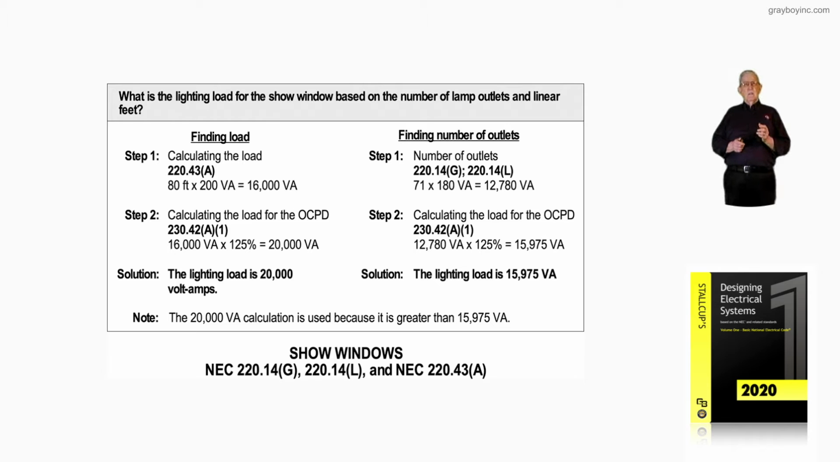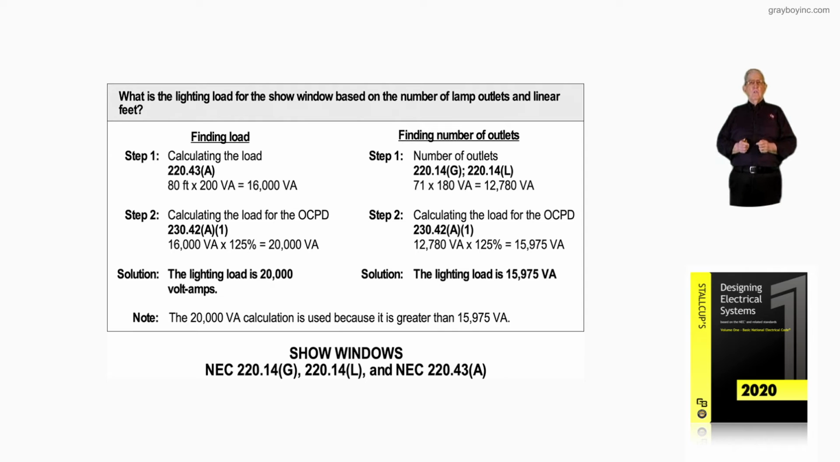So when we find the load in step one, we're applying 220.43(A) for the show window, and it's 200 VA times the 80 feet, we come up with 16,000 VA. We said it was continuous. In other words, it could burn for 3 hours or more without any kind of a contactor shutting it down or whatever. It might burn all night.